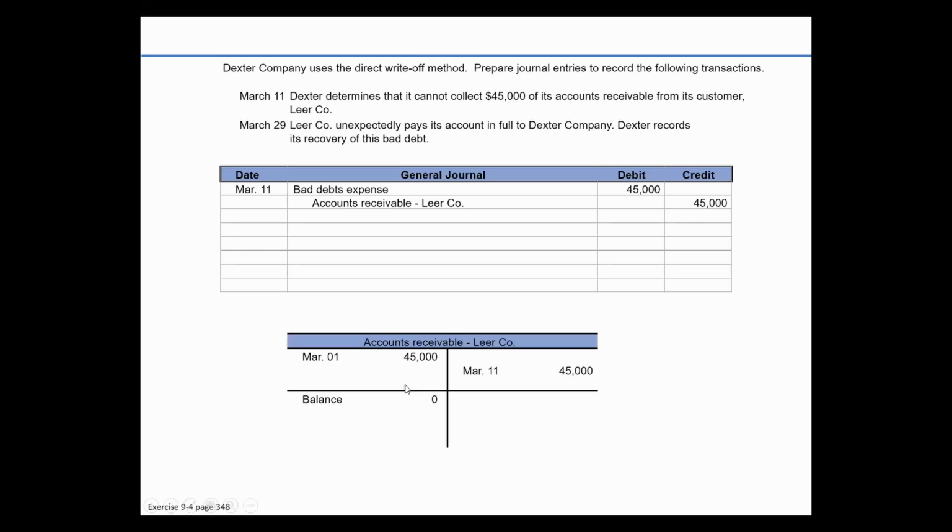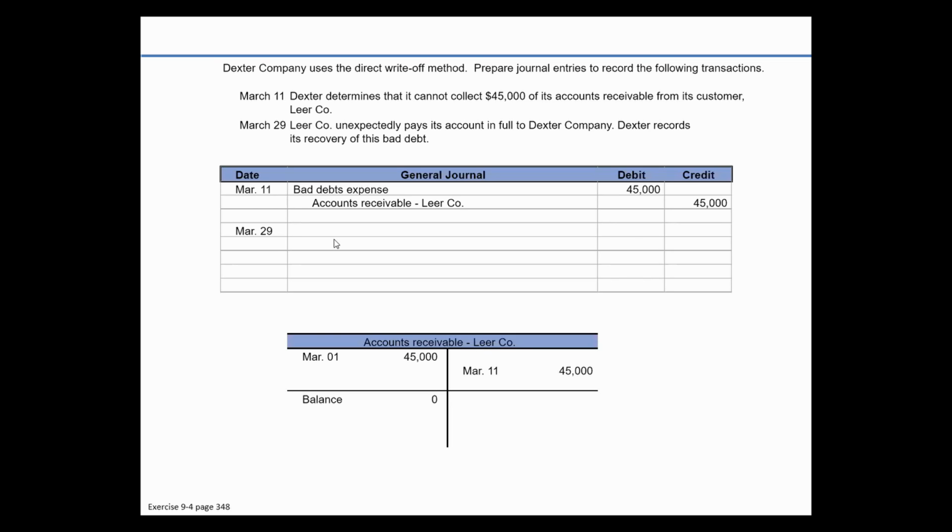Now, on March the 29th then, so we wrote this off on March the 11th. Well, on March the 29th, Lear Company unexpectedly pays its account in full to Dexter Company. And so Dexter records its recovery for the bad debt. So there's two things here that we have to do. First, obviously, we have to record the cash, and we'll do that second, the cash that we receive and then paying off the account. The first thing we have to do is to reverse what we just did, writing it off, and reestablish the Lear Company account.